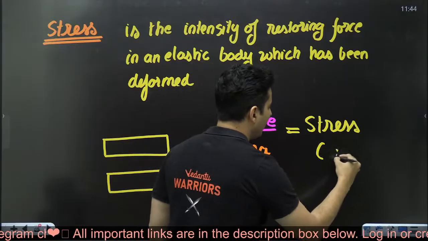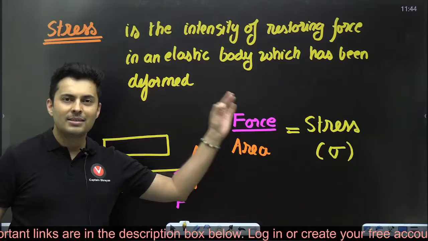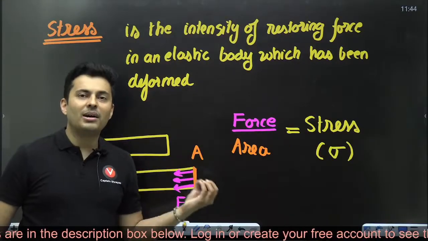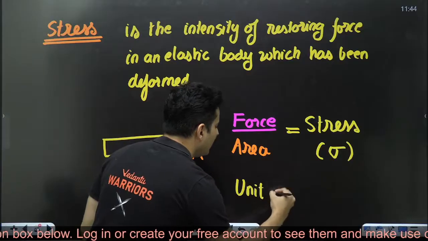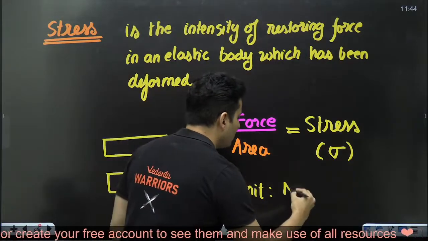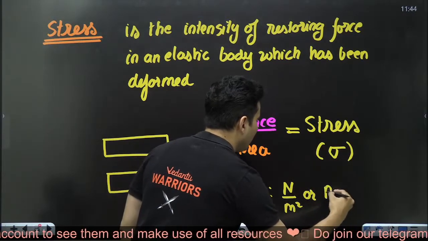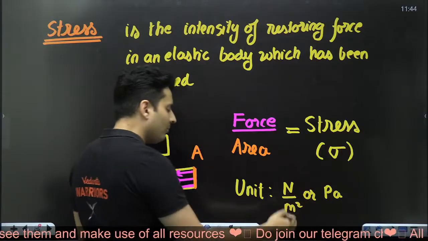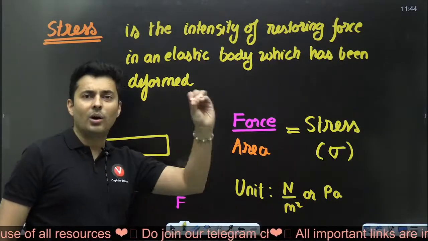The symbol for that is basically sigma. Sigma is force per unit area. Can you guess the unit of stress now? Force is in Newton, area is in meter square. So it will be Newton per meter square, or you can also call it Pascal. 1 Newton per meter square is nothing but Pascal. So that is the unit of stress.